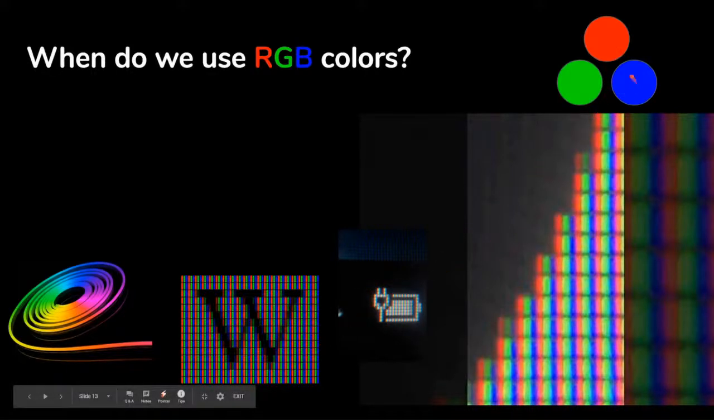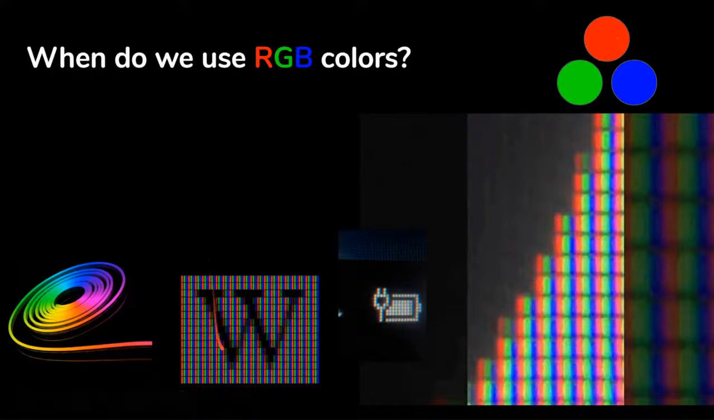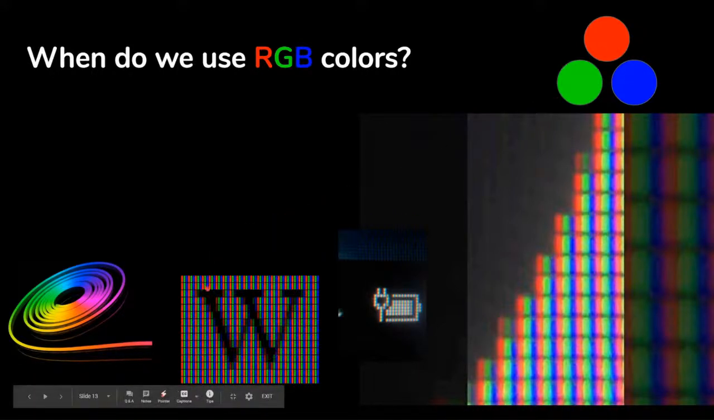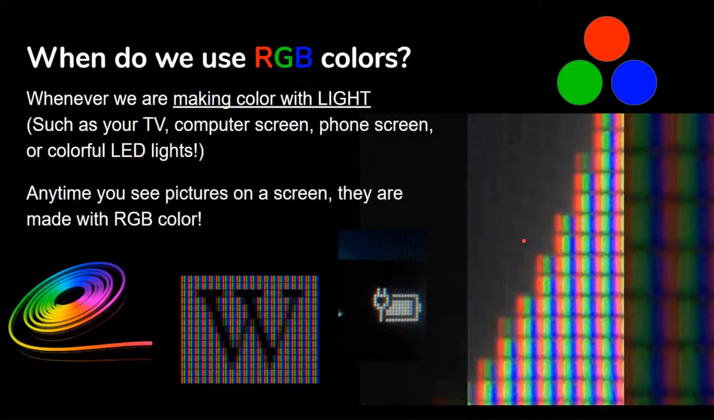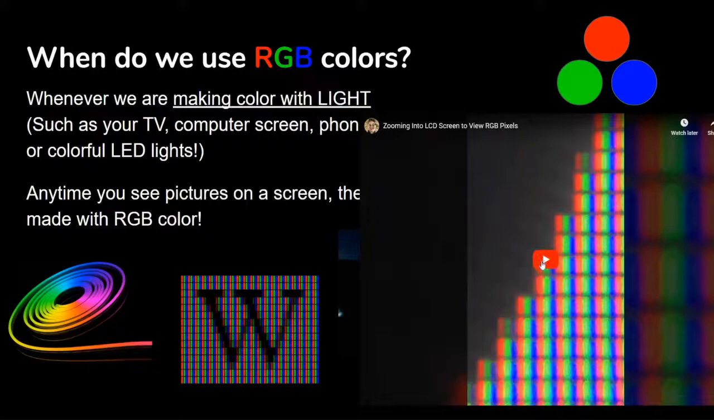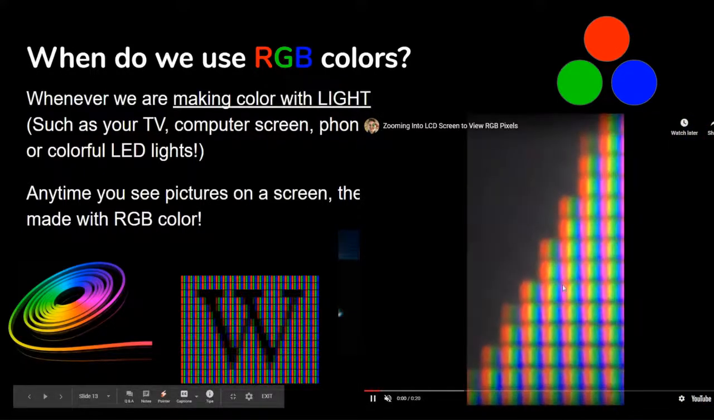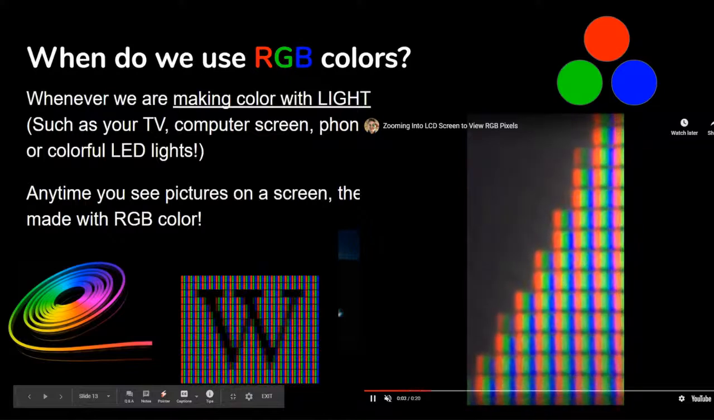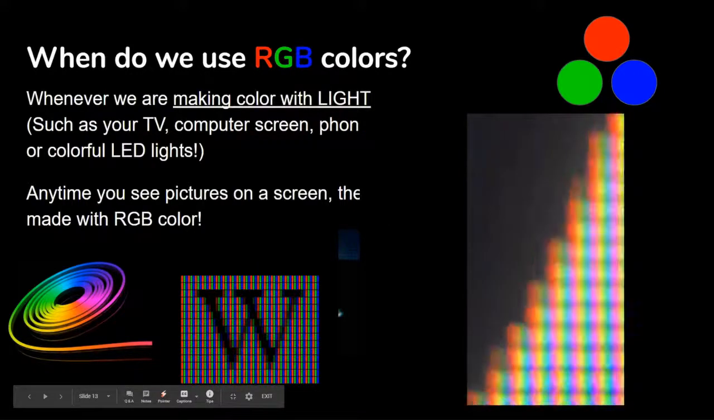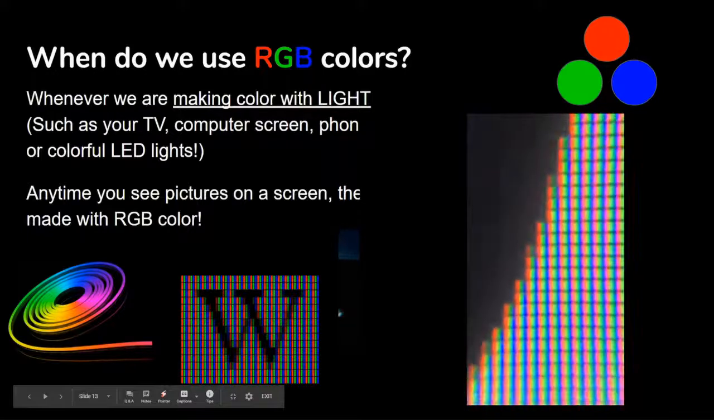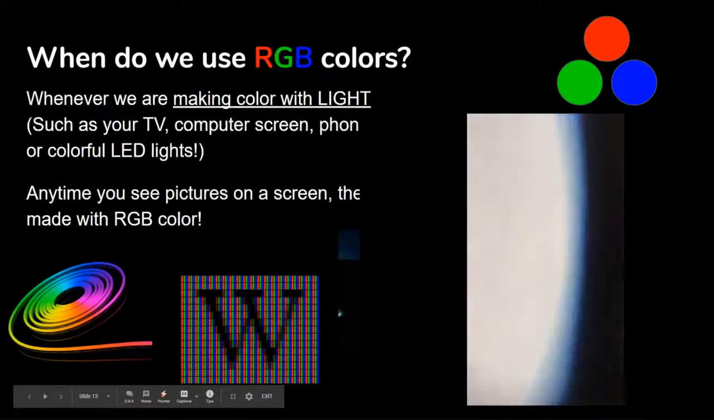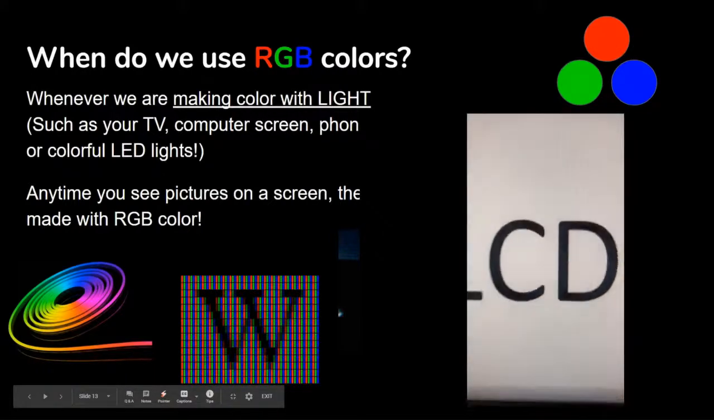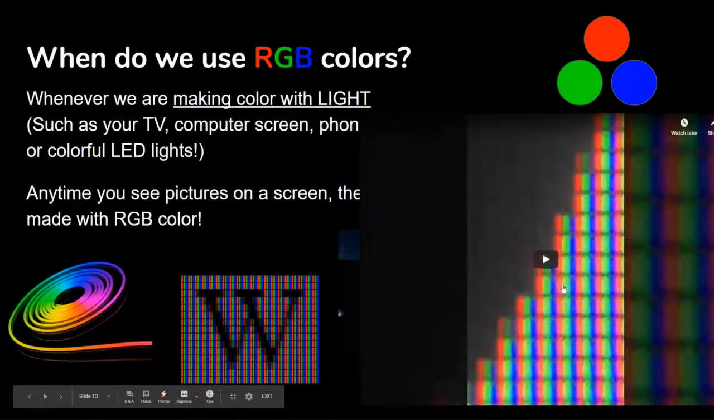When they all three shine together at the same time, it creates white light. So this space around the W that we see here is really white, even though it looks like lots of colors. Anytime you see pictures on a screen or a projector, they're made with RGB color. And here's a little video to illustrate what that looks like. You see the red, the green, and the blue? Well, as we slowly pull away, we can see those colors almost merging together in our eyes to make the white space on a screen.